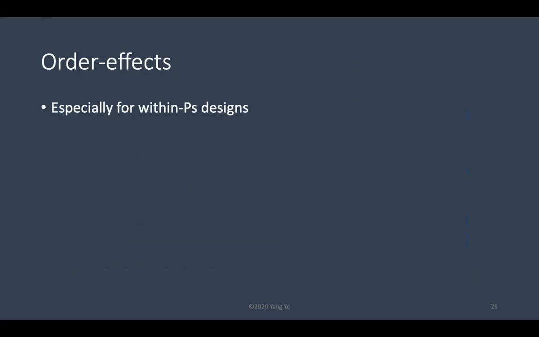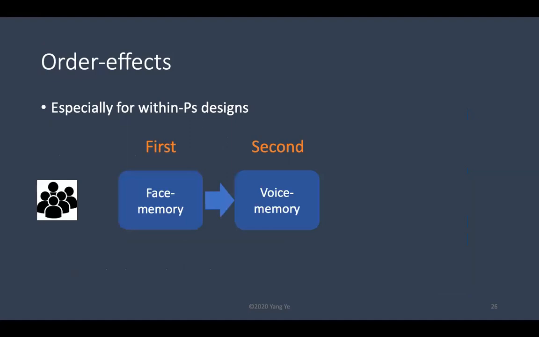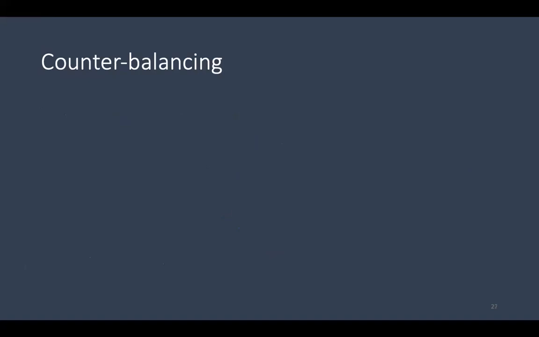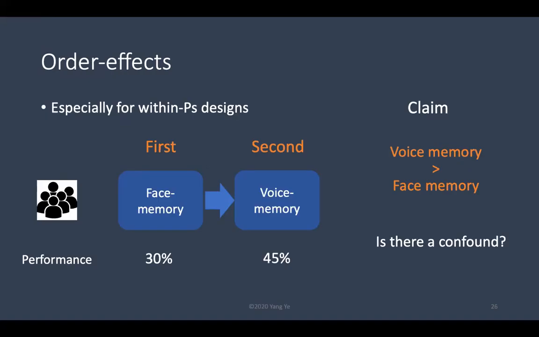And there's also order effect, especially if you have within subject design. For example, if you want to study people's memory performance, and you first have face memory, then have voice memory, you find out that people perform better in voice memory than face memory. And you can make the claim based on the evidence that people have better memory about voice than face. But the confound is clearly that it could be that people practiced their memory in the first face memory task, so they perform better in the second task.